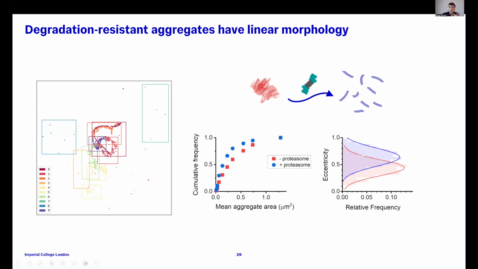And then, interestingly enough, the reaction products left over from these proteasomes, as they've been able to fragment and degrade these aggregate samples, the ones that are left behind, the ones that are potentially more resistant to degradation, have a higher eccentricity score when we look at the smaller ones, compared to the reactants at the start of the reaction.